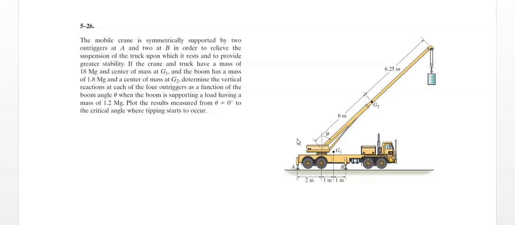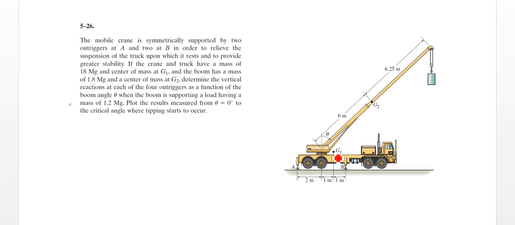Okay, we'll work through homework problem 526. This is the one with the outrigger on the crane, and we'll use Excel to plot the values of theta until we achieve tipping. So when we're looking at this, what do we have going on?